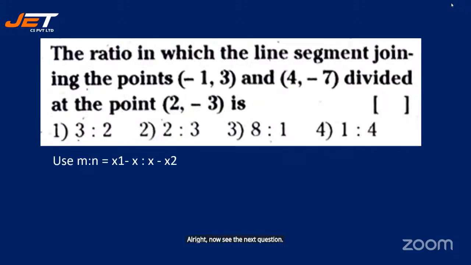The ratio in which the line segment joining the points (-1, 3) and (4, -7) is divided at the point (2, -3) is dash. Is it 3 is to 2, 2 is to 3, 8 is to 1, or 1 is to 4?